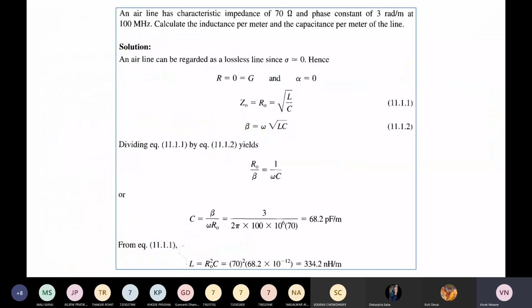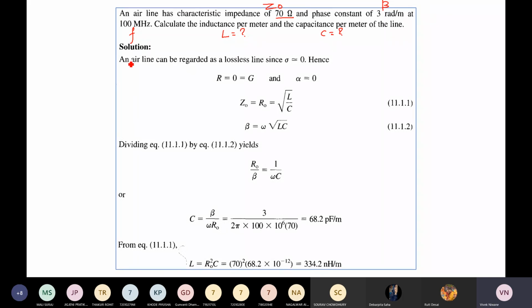Fine. Let us go for a numerical. An air line has a characteristic impedance of 70 ohm. We are given the characteristic impedance and a phase constant of 3 radian per meter, so we do have the phase constant beta as well, at 100 megahertz frequency. Calculate the inductance per meter and the capacitance per meter of the line.